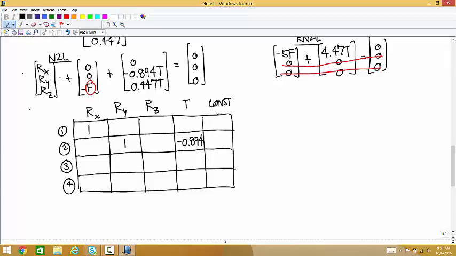And then here's the one where we're going to use this parameter f. So the way that works is RZ's we have 1, T's we have 0.447, and our constant, we're treating this f like it's a number, so that moves over to the other side, and that's positive f.